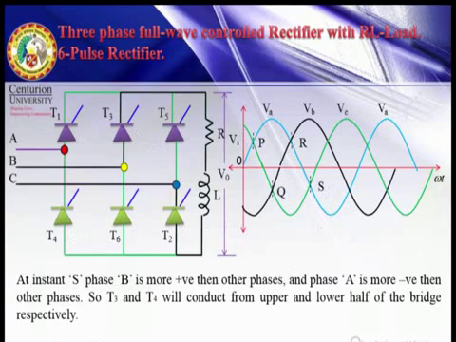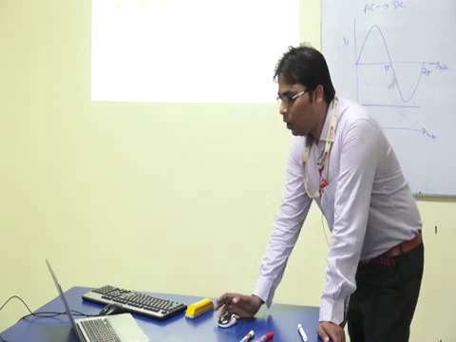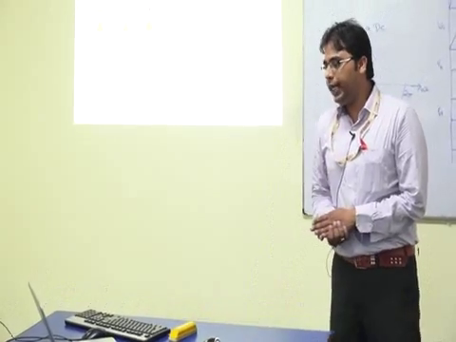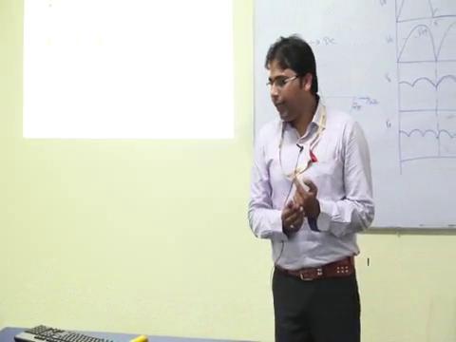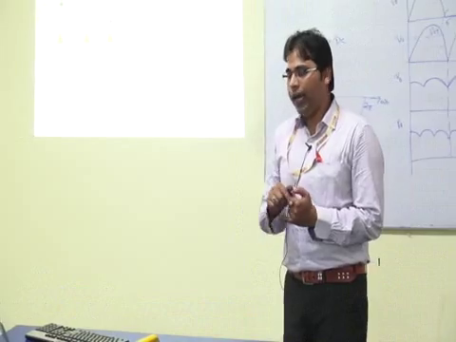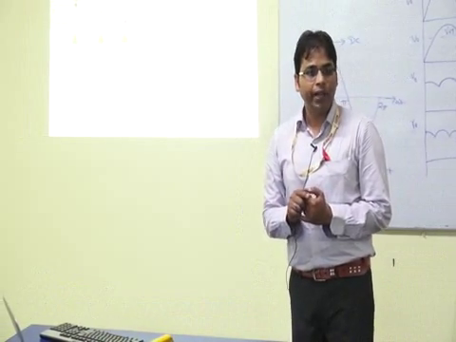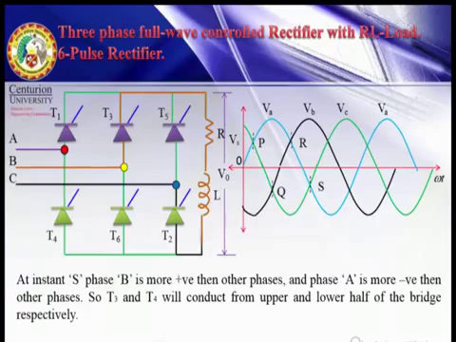So T3 is already conducting, so it will continue its conduction beyond R, and T4 is fired at instant S. So the current will flow in this direction: B, T3, then resistance, inductance, T4 and back to A. Yeah, this is the direction of current flow.